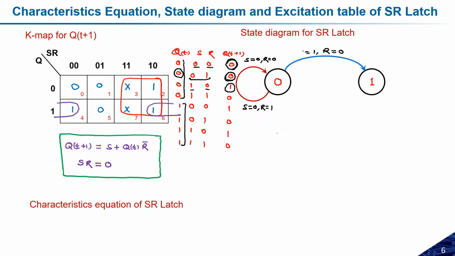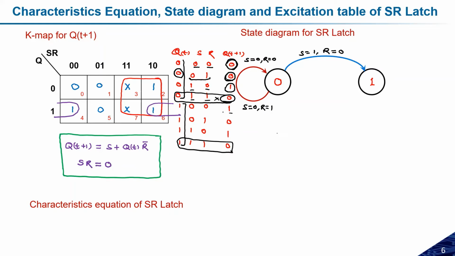Okay, so this is how we can make this one. Next, if S and R both are 1, what will happen? If S is equal to 1 and R is equal to 1, this is a don't care condition, so we should not consider it in the state diagram. We need to avoid this because it is not a valid case. Only the valid cases need to be considered while designing this state diagram.